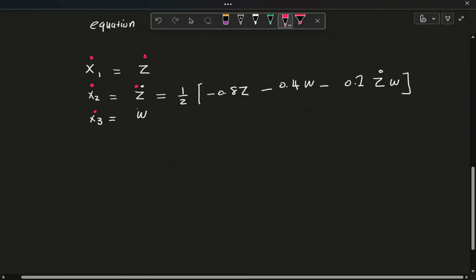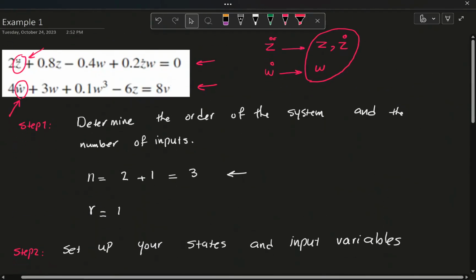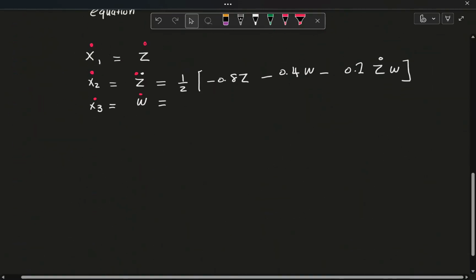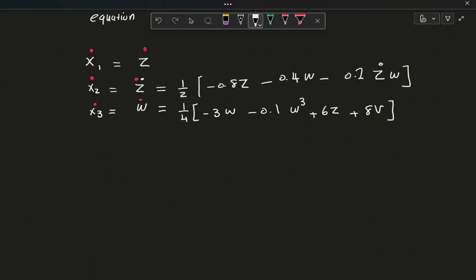Let's go to the next one. I'm going to take the derivative again. x3 dot equals w dot. Again, w dot is the maximum order derivative for w. So what we're going to do is go to the second equation from the dynamics of the system. We're going to isolate w dot here and bring it to the other side. So this is going to be 1/4 of negative 3w, negative 1.5 w cubed, plus 6z plus 8v. Okay, the only thing that I did was isolate the maximum order derivatives from the dynamics of the system.